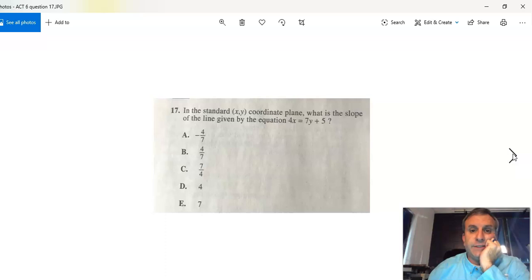17. What is the slope? Either you can set this up equal to y, or you can move the 7y over so you have 4x minus 7y, and then you take negative a over b, where a is in front of the x and b is in front of the y. So negative 4 over negative 7, so it's 4 over 7. Gave you that one. You're welcome.